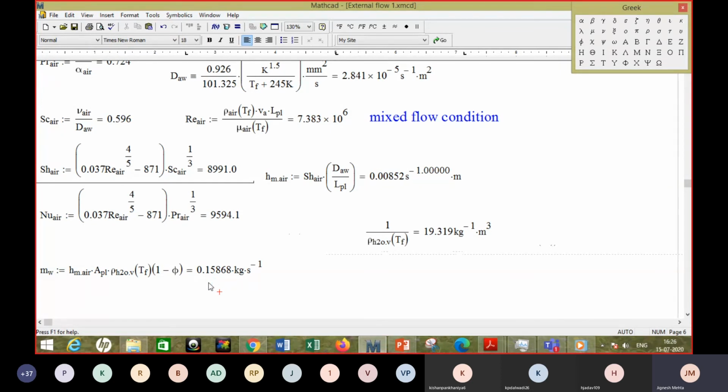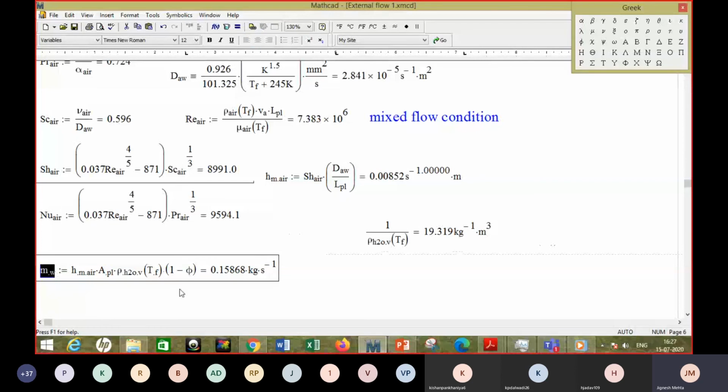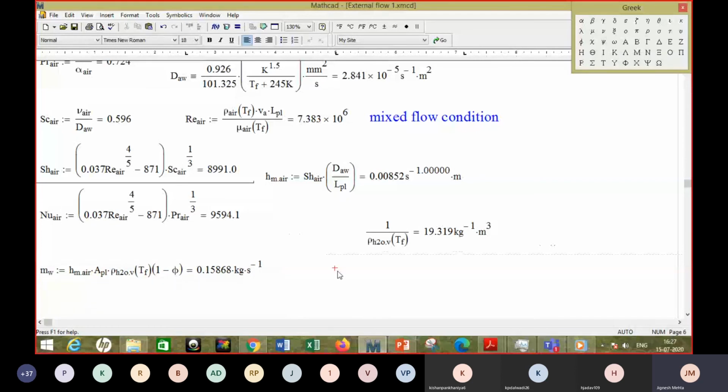Now this doesn't seem to be a big number, but kg per second is a very small unit of time. You are talking about a 7-hour long day. So let's see how much it is in 7 hours. So let us get it in kg per day. That is a 7 hours day.